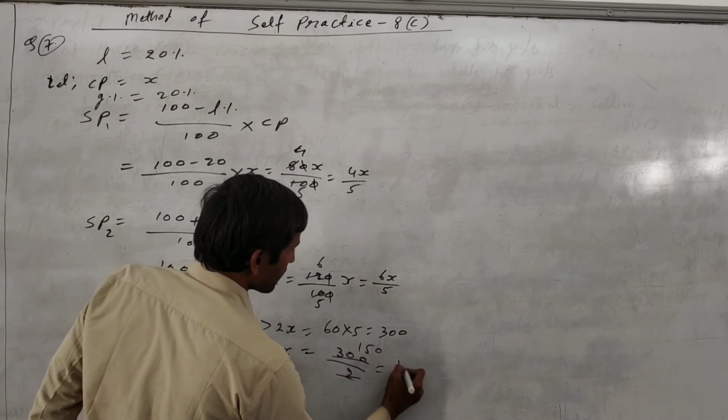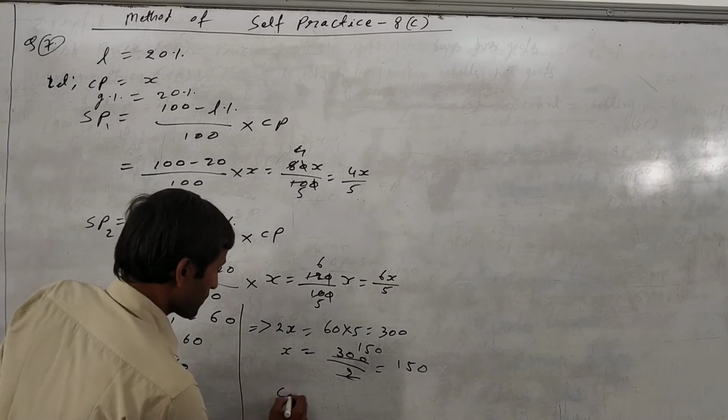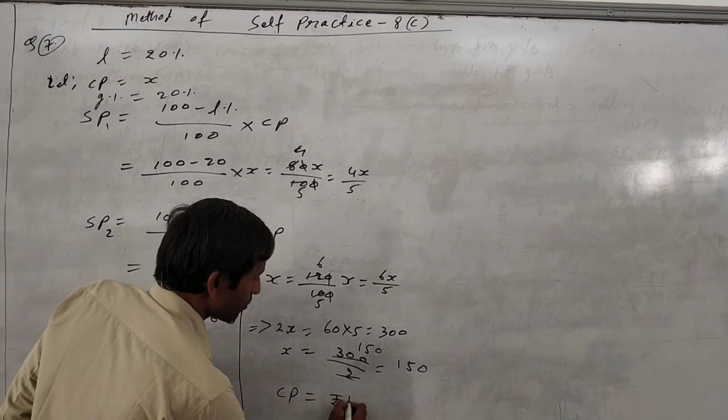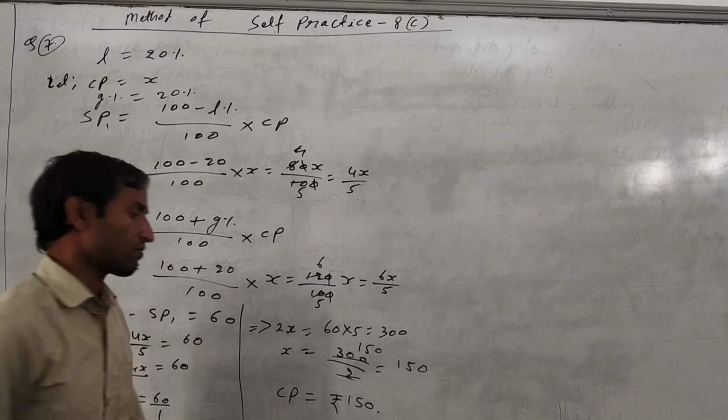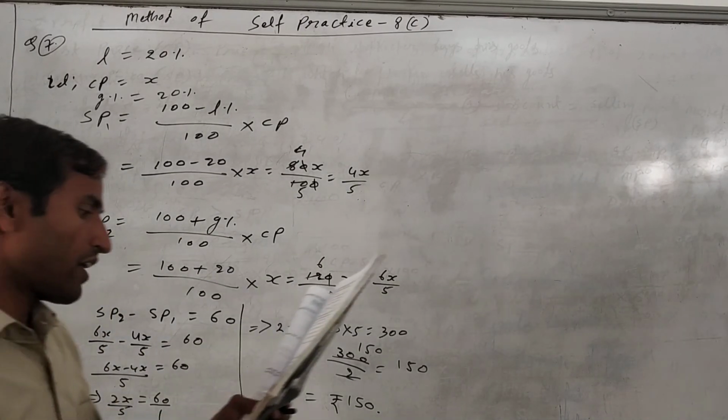So the final answer is this one. CP is equal to 150. CP of an article is 150. This is the final answer. Like that we have to solve this type of question. Now question number 8, just try yourself.